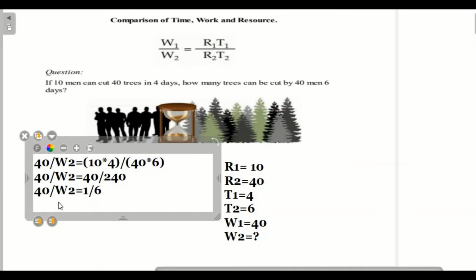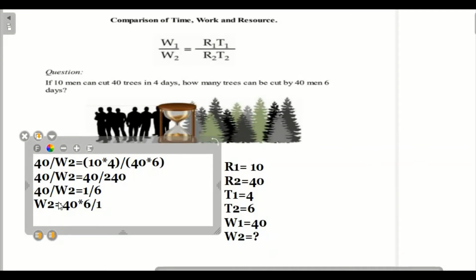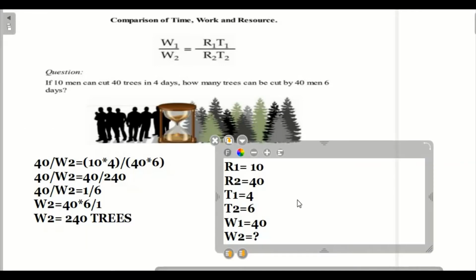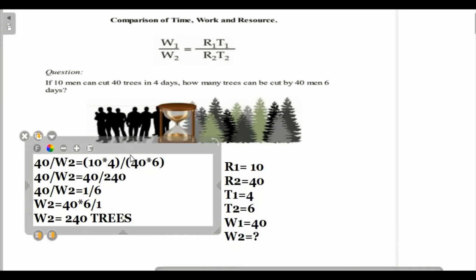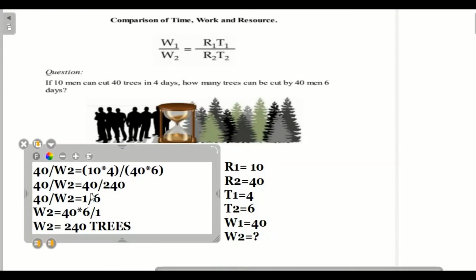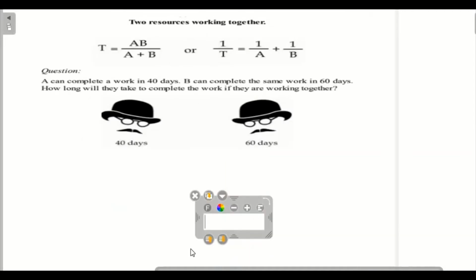So for W2, we have to cross multiply it. W2 equal to 40 into 6 divided by 1. So W2 equal to 240 trees. So they can cut 240 trees. Okay, so they have given everything. We have to find the case, how much work they can do and how many buildings or trees they can cut. So this is the formula. So we go with the next.